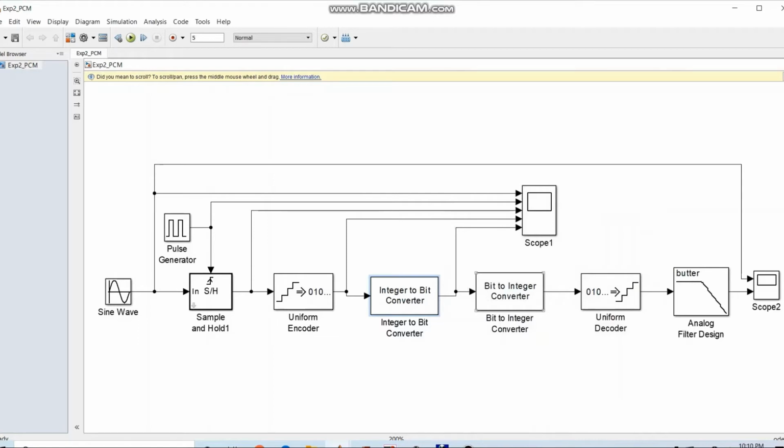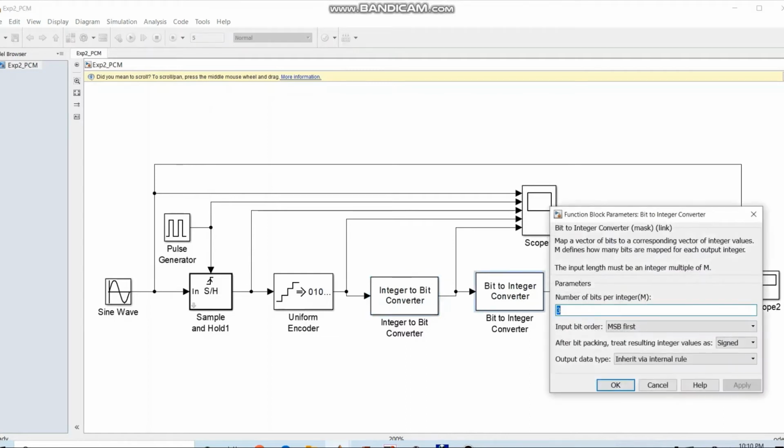Here, this end is actually the transmitter end or modulator, and this one is the receiver or demodulator of your pulse code modulation. And in the scope we can visualize all these signals. So before that we'll complete this bit to integer converter. Again, number of bits per integer is 3, MSB first, signed, inherit via internal rule.